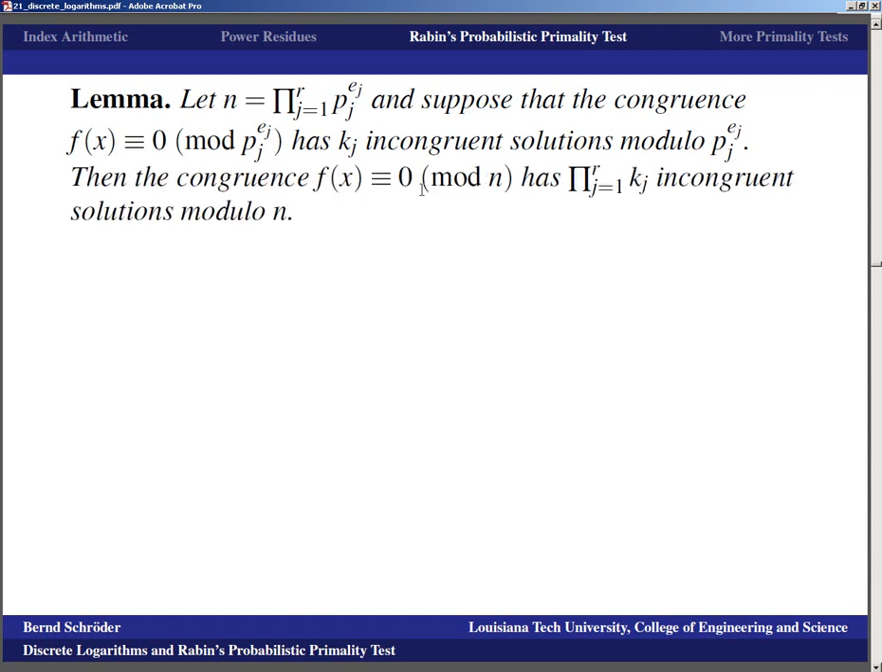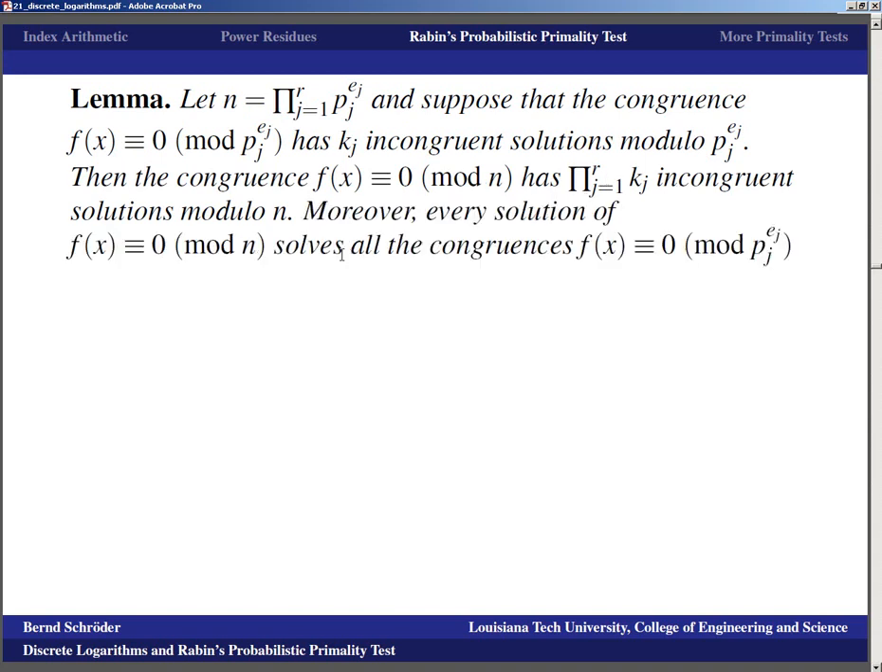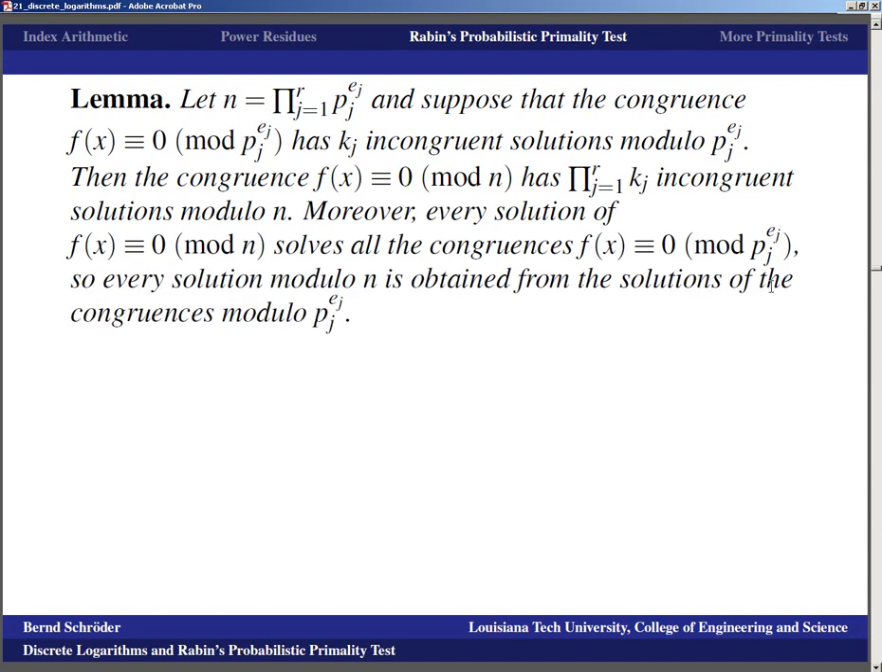Well, then the congruence f of x equivalent to 0 modulo n has the product, j equals 1 to r, of kj incongruent solutions modulo n. And moreover, every solution of this congruence solves all the other congruences because, of course, pj to the ej divides n. So if n divides f of x, then pj to the ej will also divide that. So that one is not that hard, but what it basically says is that every solution modulo n really is obtained from the solutions of the other congruences. I think that is really just restating the Chinese remainder theorem, and now that I've done number theory for a little bit longer and gone through all these things, it feels a lot more natural to me.